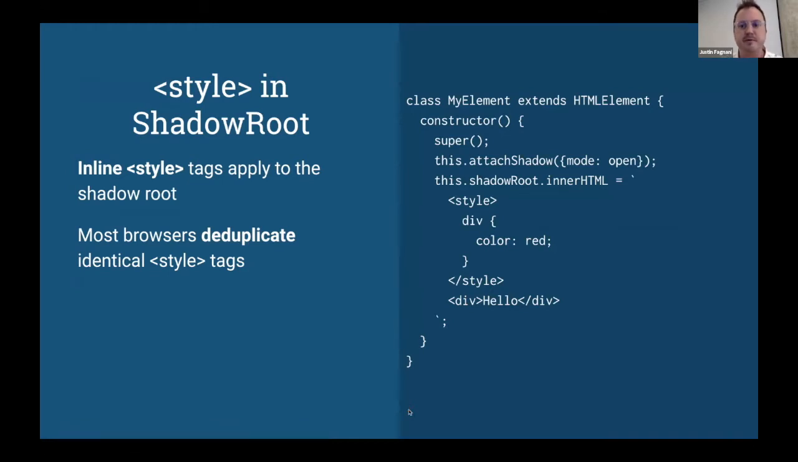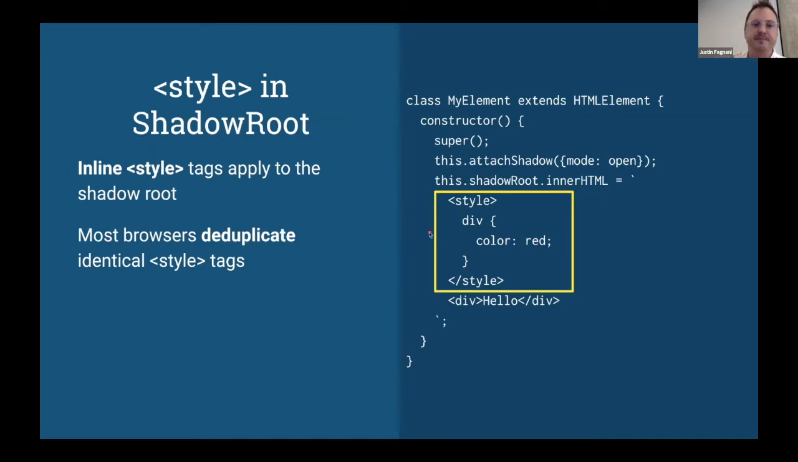The first way that you can associate styles with a component is to put a style tag in your shadow root. So inline style tags in a shadow root apply only to that shadow root. The way you might do it with a very vanilla element here, I'm not using any of our libraries, it's just an element that extends HTMLElement directly, is that we'll create a shadow root, and inside of it, we will simply put a style tag that has some styles, and those will apply only to the content of the shadow root. And one nice thing is that most browsers deduplicate identical style tags.